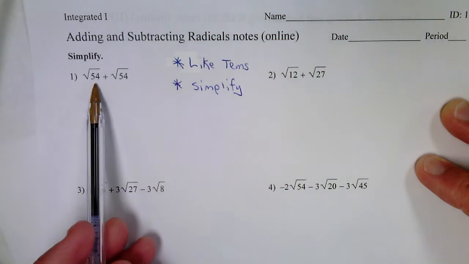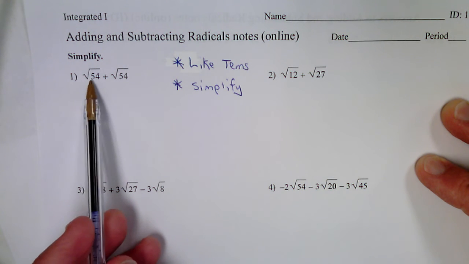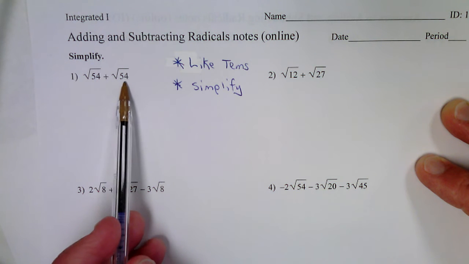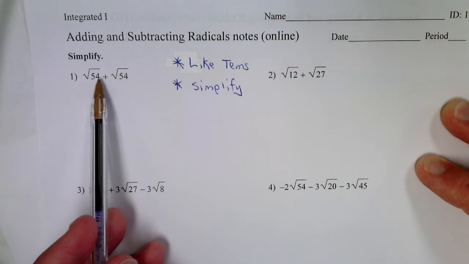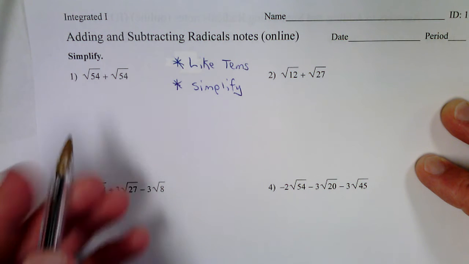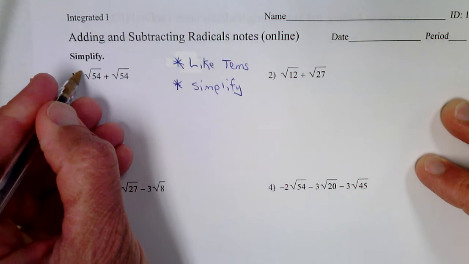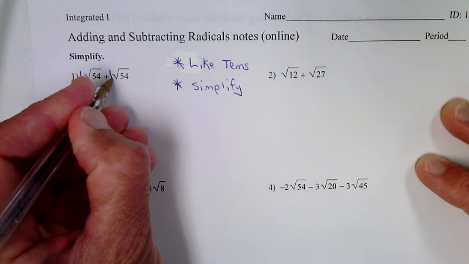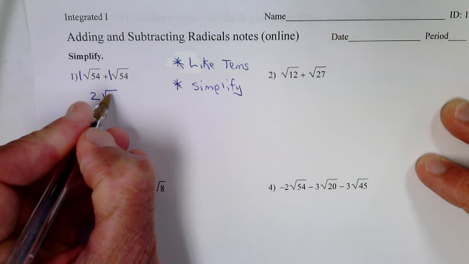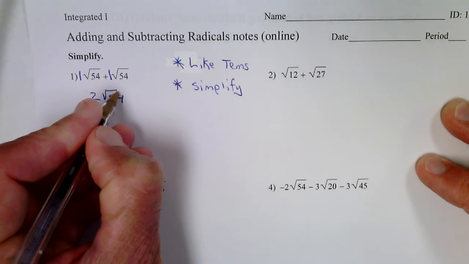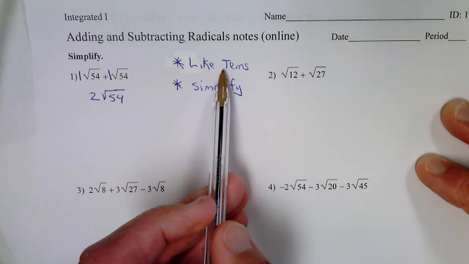So if we start over here with number one, you can see we have the square root of 54 plus the square root of 54. They are like terms. Like terms means they have the same value under the radical sign. And so when I add 1 square root of 54 plus 1 square root of 54, I end up with 2 square root of 54. There's the idea of like terms.